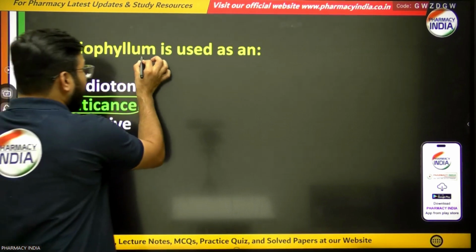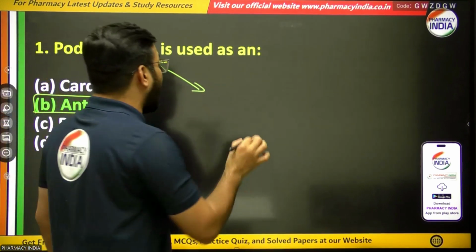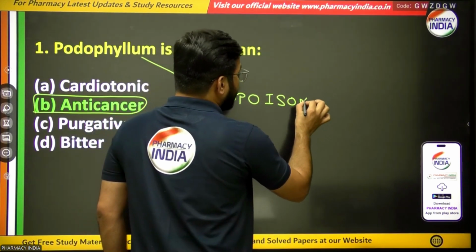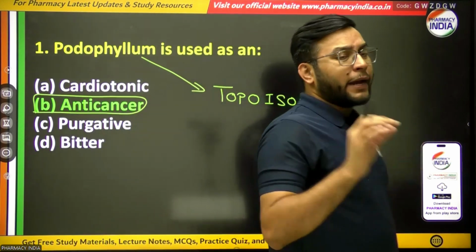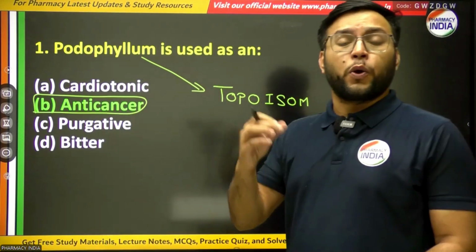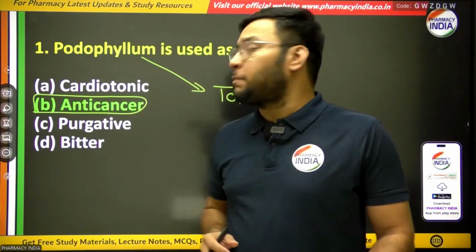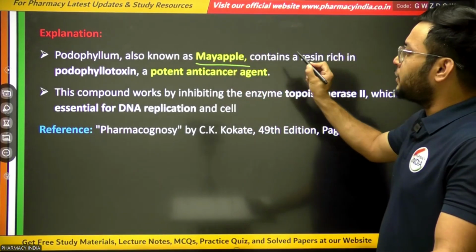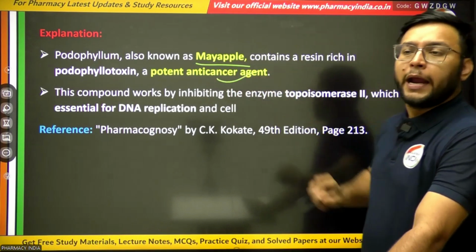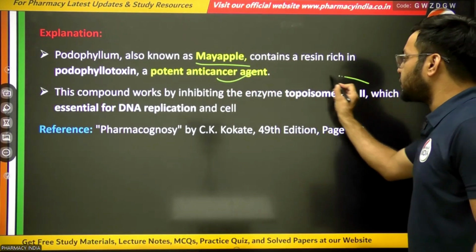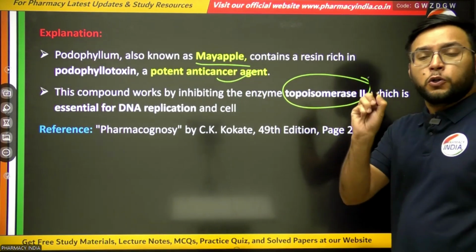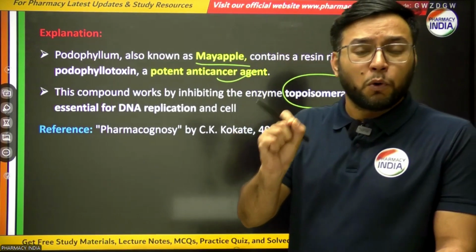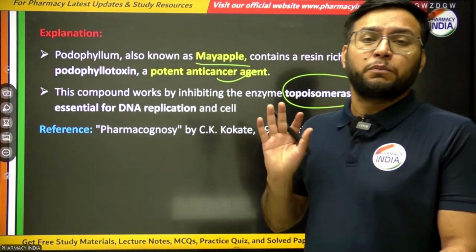Yes, it inhibits an enzyme, that is topoisomerase. Please be specific: this drug mainly inhibits the enzyme topoisomerase and shows its anti-cancer property. Let me clear it with the example. It is also known as May apple, contains a resin rich in podophyllotoxin, and it is a potent anti-cancer agent. It inhibits the topoisomerase 2 enzyme and shows its anti-cancer activity. This is very important because many a time a question is asked from this point.